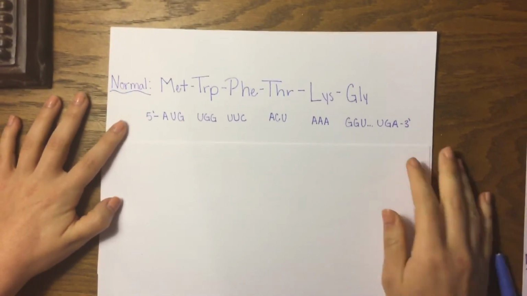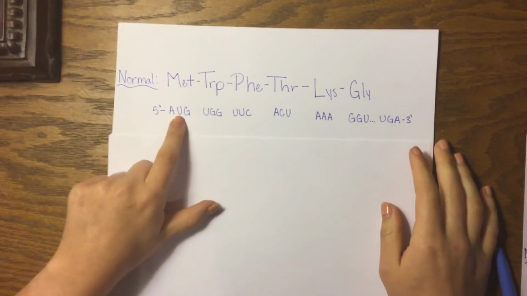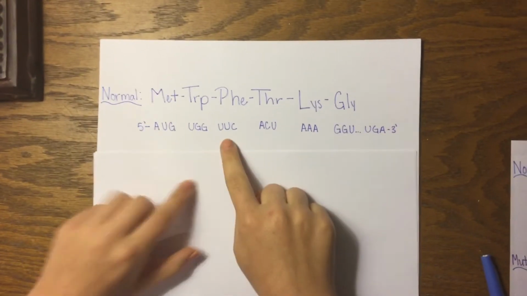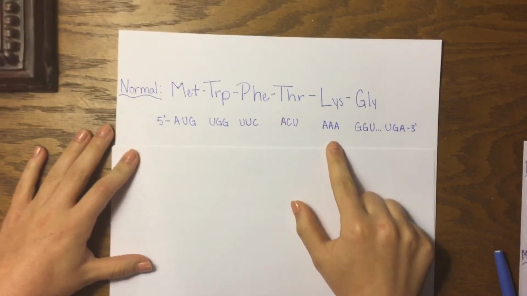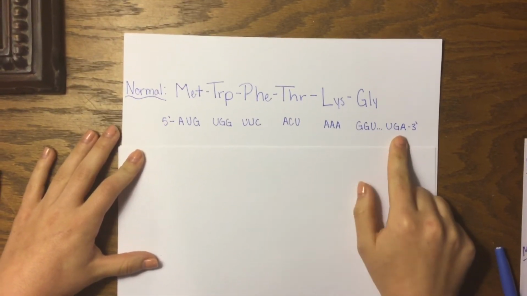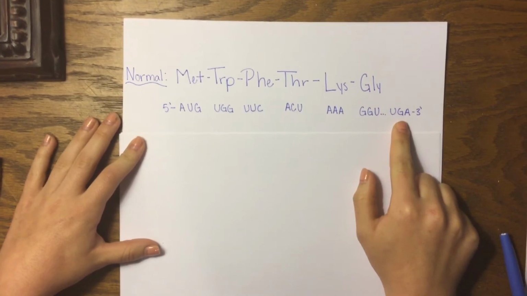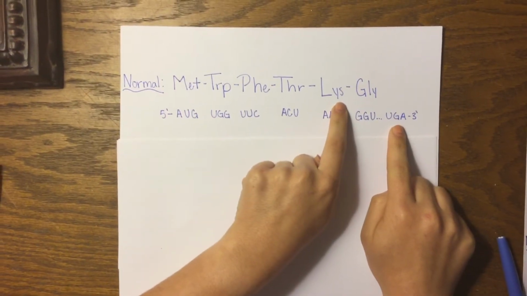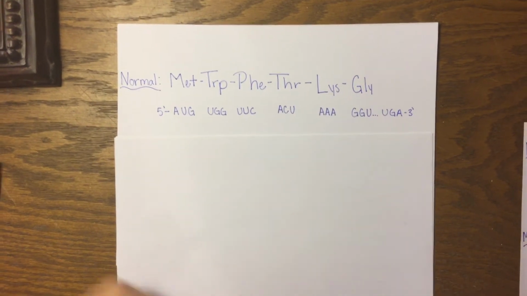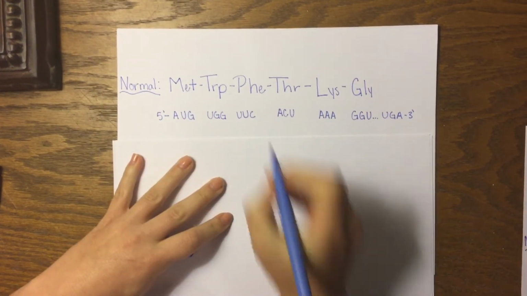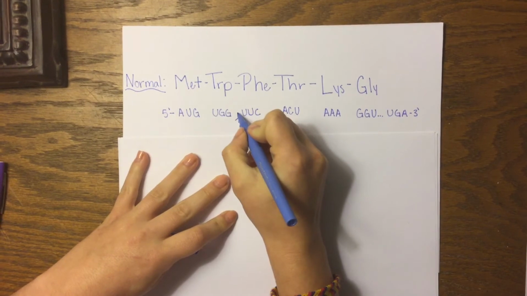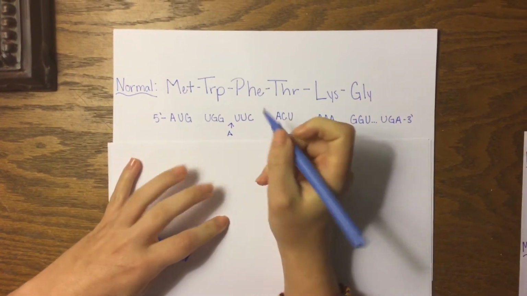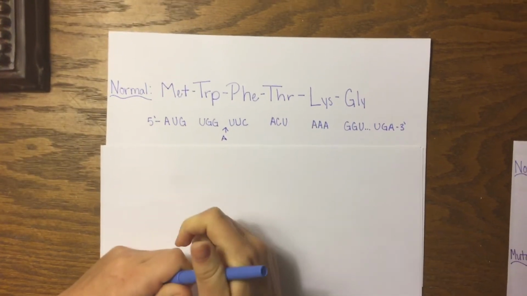So here's the genetic sequence that we have. AUG, UGG, UUC, ACU, AAA, GGU, and I've added a stop codon here at the end, UGA. And then these are the corresponding amino acids. So let's look at what would happen if we were to add an A into the sequence right here. If we were to do that, then the whole sequence would shift down one base pair.